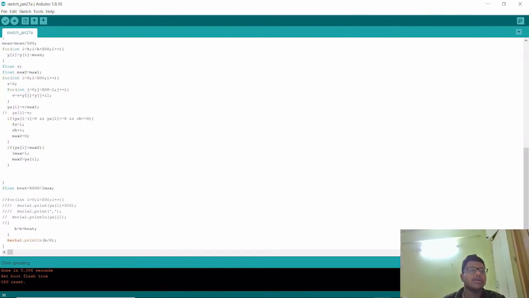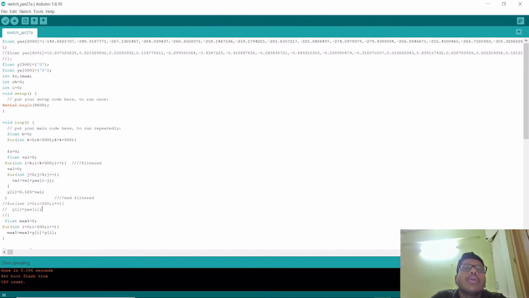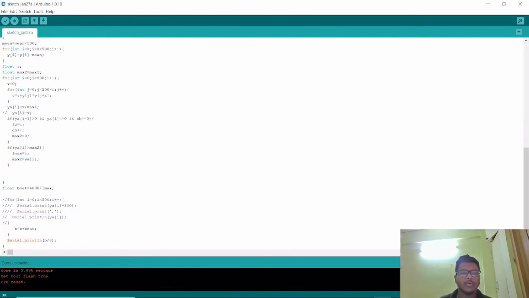Coming to the next step, we should apply the autocorrelation function. This is the autocorrelation function that we are going to apply right now. We have found r of 0, that is the maximum of the autocorrelation function, and then we have applied this expression for y of i. We have applied this expression in the Arduino board and found the autocorrelation function. Then we found L max and the maximum values.